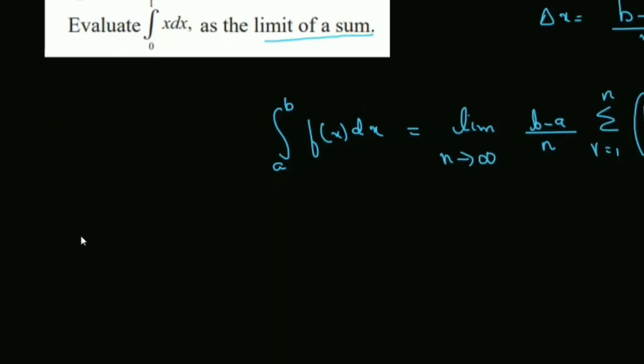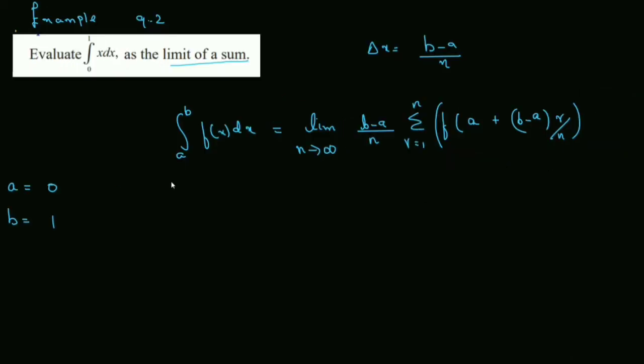So first we should know a. A is the lower limit, it is 0. B is the upper limit, it is 1. So we got a and b. N we don't know because n tends to infinity, so n is not defined here. So just leave that n. Now the function. Now you substitute all this here.